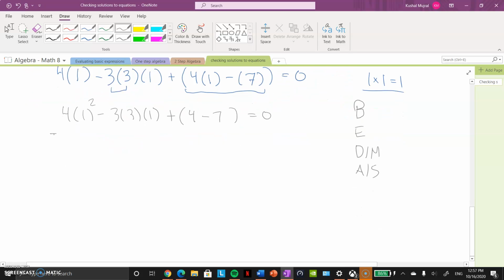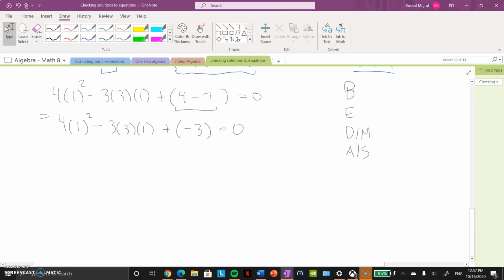So, next, we're going to finish this bracket, because we didn't finish solving the bracket yet. So 4 times 1 squared minus 3, 1 plus, okay, so 4 minus 7 is negative 3 equals 0. Okay, so now we're going to solve the exponent. Now we're done with the bracket. Now we are looking at the exponent, okay? So 1 squared equals 1.